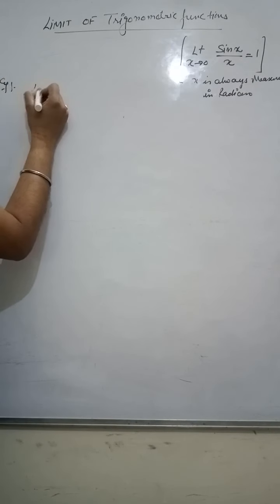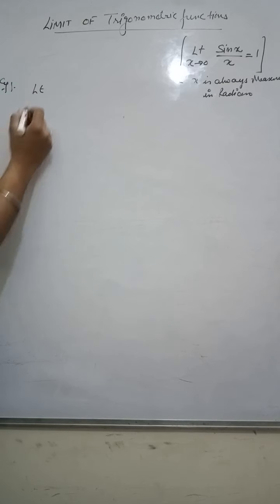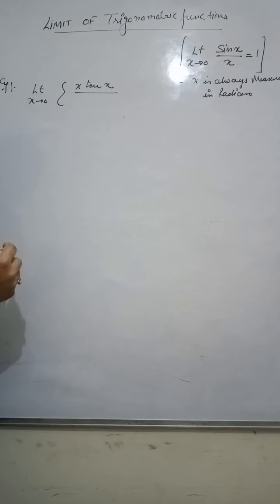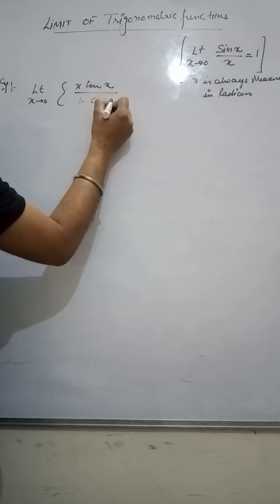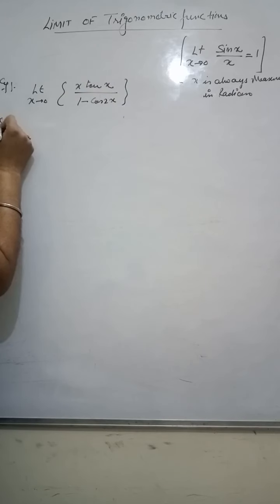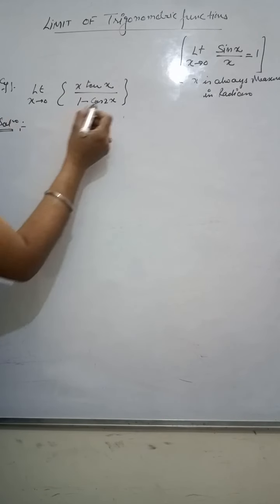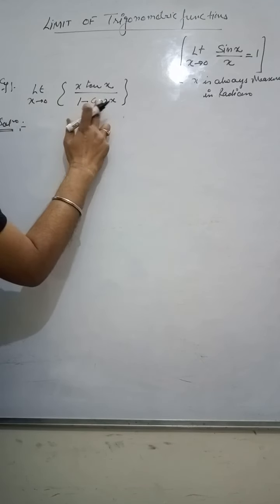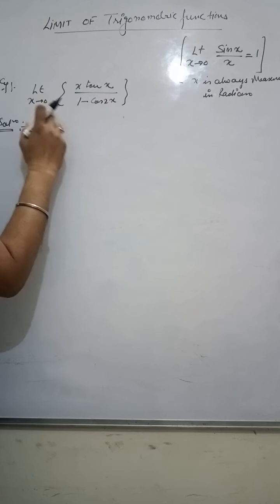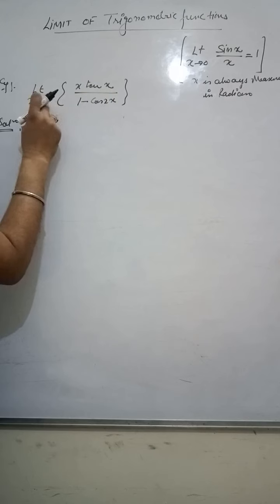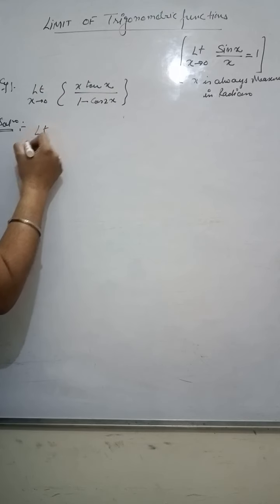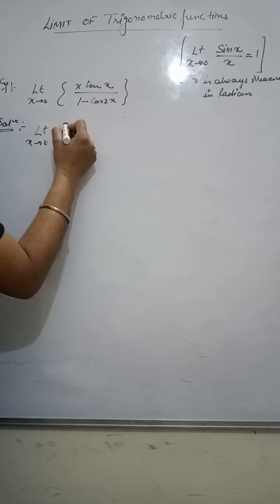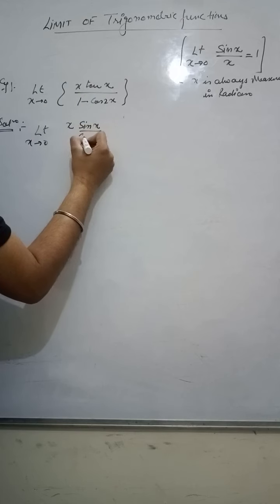For example, suppose we need to evaluate the limit as x goes to 0 of x tan x over 1 minus cos 2x. The basic idea is, we always check whether the denominator becomes 0 when we approach this number. If I put x equal to 0, cos 0 is 1, so 1 minus cos 0 is 0, and the expression blows up. Now this is x tan x upon 1 minus cos 2x. I can write tan x as sin x upon cos x.